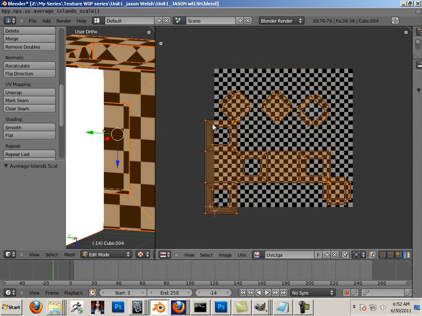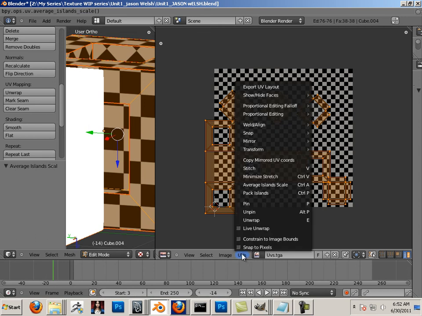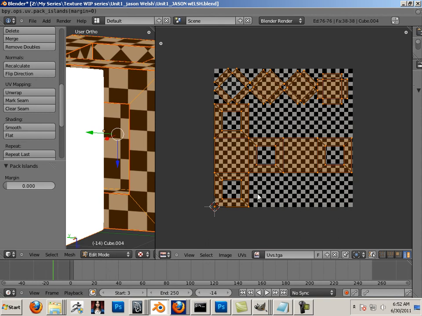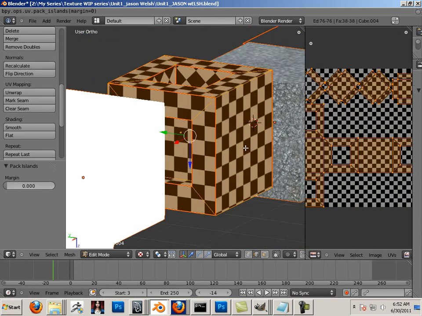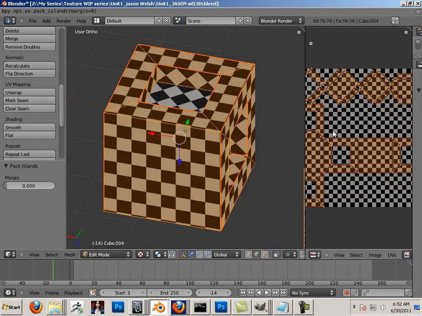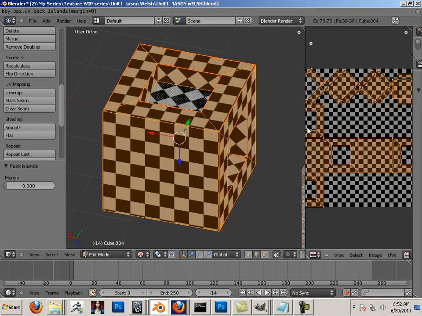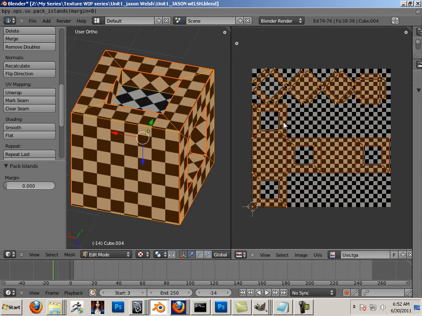Now, that being said, now it goes off the 0 to 1, which is bad. So there's also a little thing that says pack islands. That will repack them back onto the 0 to 1, and now I have the best of both worlds. I have averaged islands, and now I have packed islands. They all fit on the 0 to 1. So that's what I'm talking about.